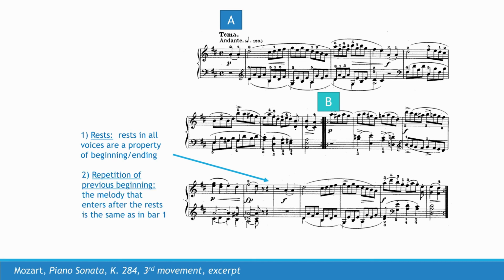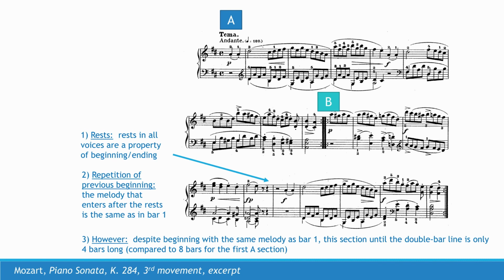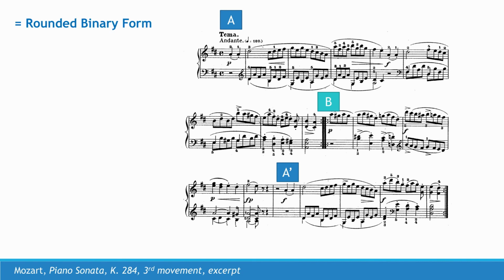So we've got 2 features now, the rests and the repetition of a previous beginning, that are confirming that this is probably a new section. However, one thing you might notice is that despite beginning with the same melody as bar 1, this section until the ending double bar line is only 4 bars long, whereas our original A was 8 bars long. So that's telling us that, yes, melodically it sounds like A, it has the same starting motive, but it doesn't end the same way, and thus that's a significant change. For that reason, we're going to call this thing A prime rather than calling it A. And therefore, this is rounded binary form, A, B, A prime.